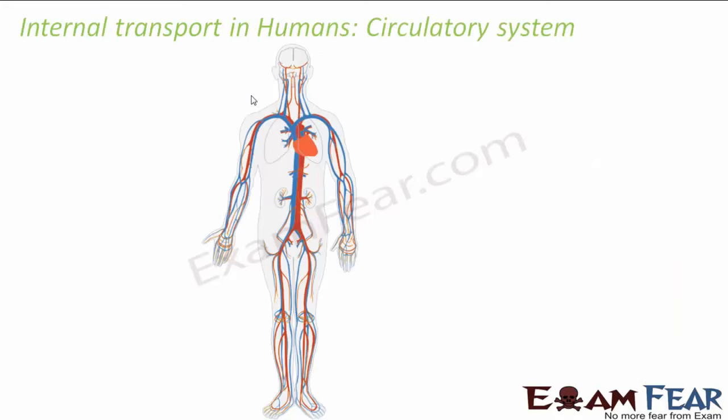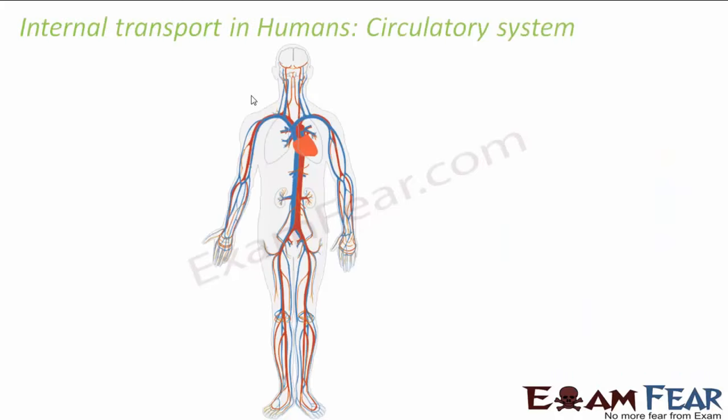So here we will first talk about the internal transport in humans. Why are we going to talk about humans first? Because just now we finished our discussion on the respiratory system in human beings. So if I start with the transport system in human beings, it will be easier for you to understand, because the respiratory system is still fresh in your mind, right? Now the internal transport system in humans is known as the circulatory system. The word circulatory has come from the word circulation.